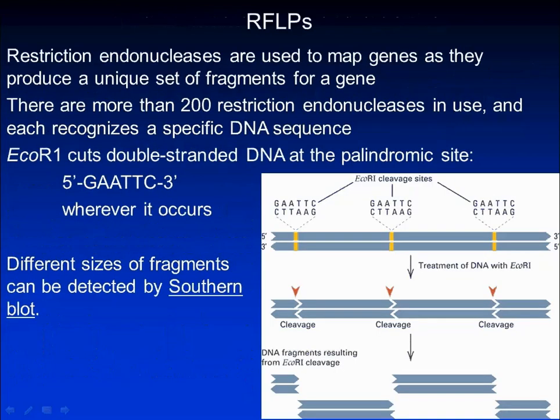To detect restriction fragment length polymorphisms, we use restriction enzymes. There are more than 200 restriction enzymes available, and each recognizes a specific DNA sequence. For example, EcoR1 cuts double-stranded DNA at the palindromic site GAATTC. As shown in this picture, this enzyme cuts at these 3 locations in the genomic sequence and generates several fragments. These fragments of different sizes can be detected by Southern blot.